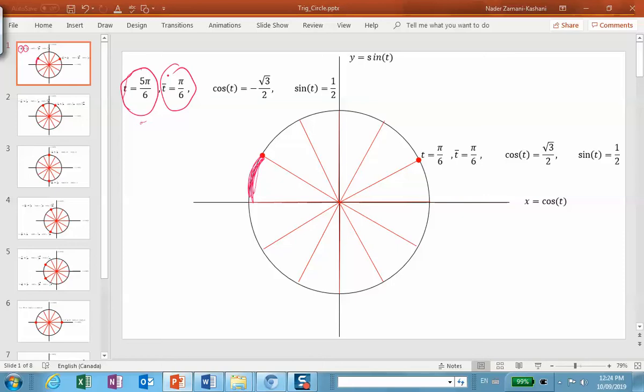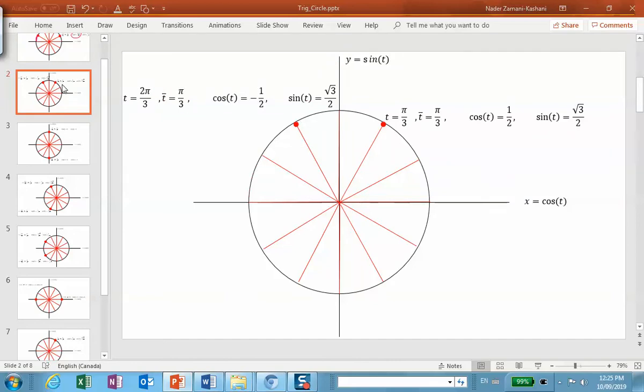Notice that these 2 points have the same height. Therefore, the sine is the same, but the cosine of one is the negative of the other one. That's why I have a negative of this. Okay? So we got that point worked out. Let's go to the next one.